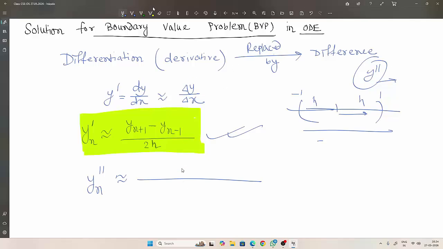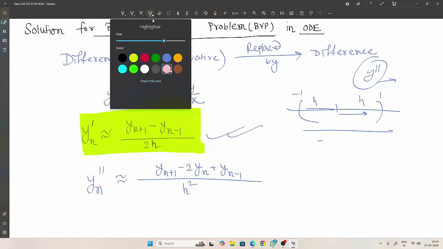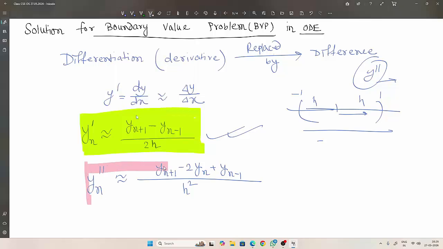What is the delta square y you will get here? yn plus 1 minus 2 into yn plus yn minus 1. This is the formula for the delta square. One step forward, middle point, one step backward. So yn plus 1 minus 2yn plus yn minus 1 and divide by h square. So this is the formula for representing the y double dash. Now these two formulas you have to remember to apply the finite difference method.